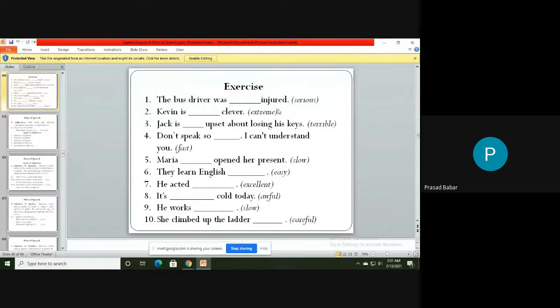Then third is, Jack is dash dash upset about losing his keys. Here we use terrible and it's terribly. Jack is terribly upset about losing his keys.